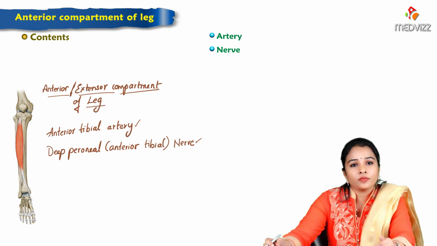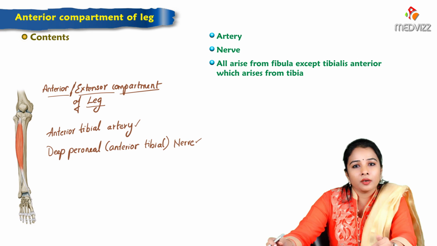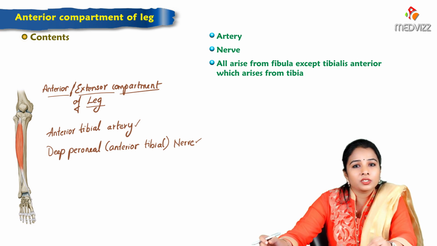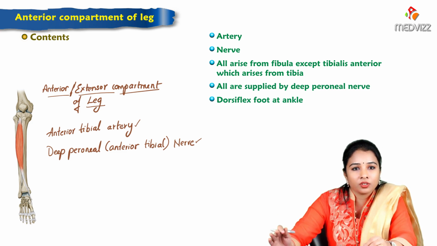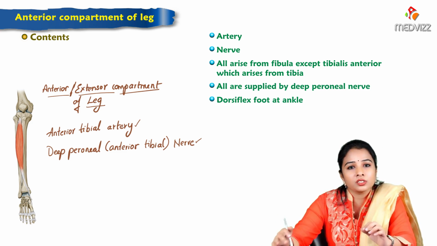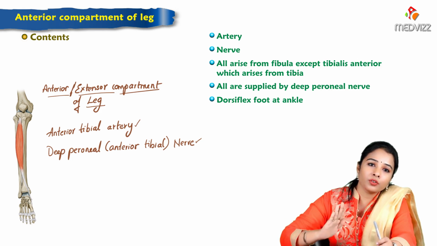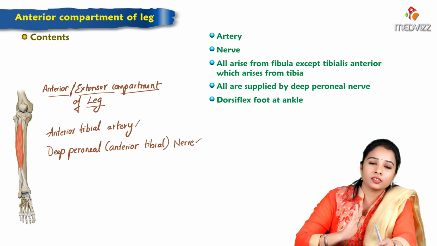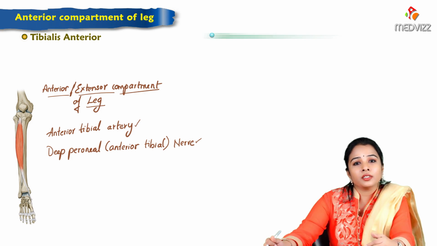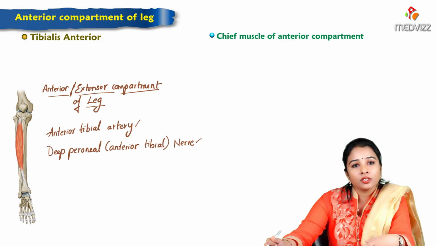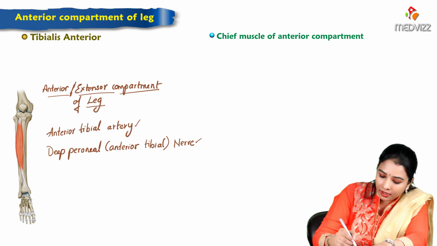All the muscles of the anterior compartment of the leg arise from the fibula except tibialis anterior, which gets origin from the tibia. The rest all get origin from the fibula, and all of them are supplied by the deep peroneal nerve, and all of them dorsiflex the foot. That is the common action among these muscles. They help in dorsiflexion of the foot, meaning lifting the foot against gravity. So that is called dorsiflexion. Tibialis anterior is the chief muscle of the anterior compartment, so first we shall begin with the tibialis anterior muscle.